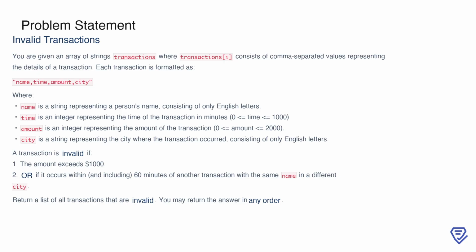A transaction is considered invalid if its amount is greater than $1,000, or if there is another transaction by the same person in a different city within a 60-minute time window. Your task is to identify and return all such transactions that are invalid. The result can be returned in any order.